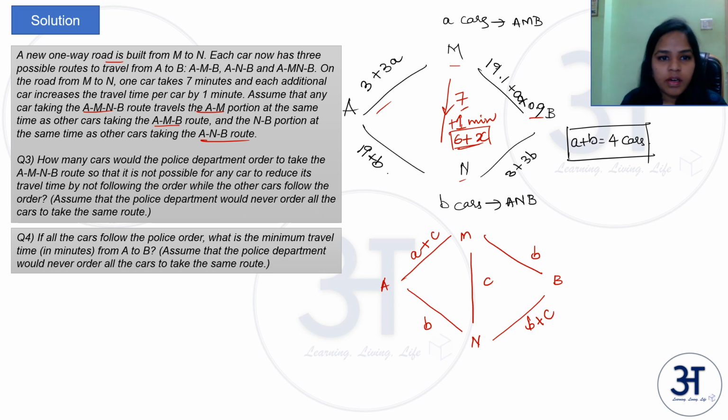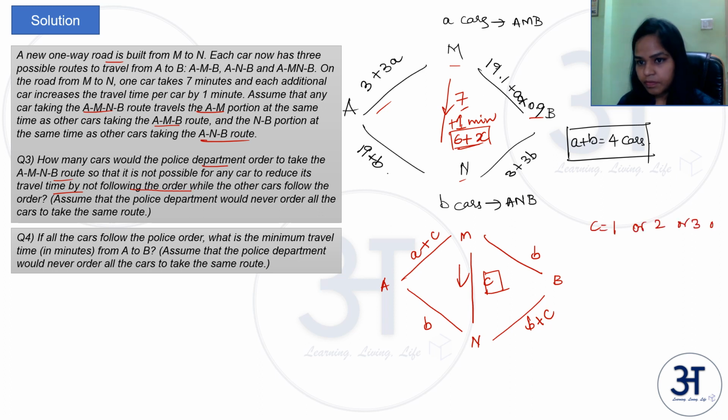Now, how many cars would the police department order to take the A, M, N, B route, so that it's not possible for any car to reduce the travel time by not following the order? So here the case is similar to the previous case, but the police will order some of the cars to go in the MN route. So the number of cars in the MN route, that is C, can be 1 or 2 or 3 or 4. Once they order these many cars to go in this route, it should be in such a way that they will not have any incentive to go to the other route.